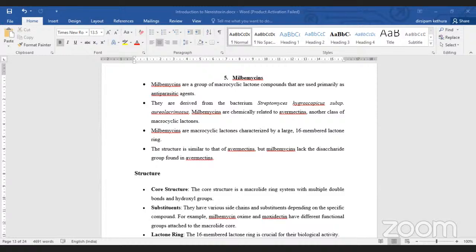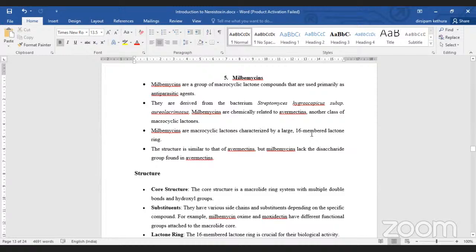We studied these two receptors yesterday while covering nereistoxin, avermectin, neonicotinoids, abamectin, etc. Today we are going to see more or less the same type of ligand gated channels or voltage gated channels in all these molecules, where the molecule acts as a chemical and binds to these receptors, stimulating the cell to act accordingly. Today our topic is milbemycin.